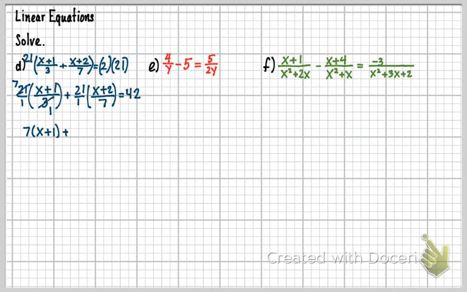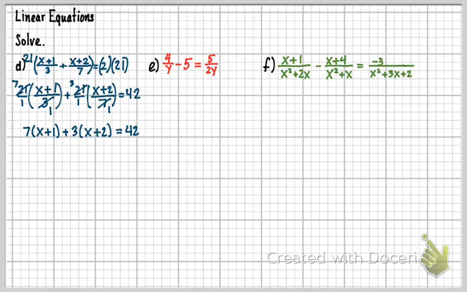Now for the next one here, I have a 21 and I have a 7 down here. So 7 goes into 7 once and 7 goes into 21 3 times. So this is going to be 3 times x plus 2. And then on the other side, I'm going to get that 42, because that's 2 times 21, which is 42.